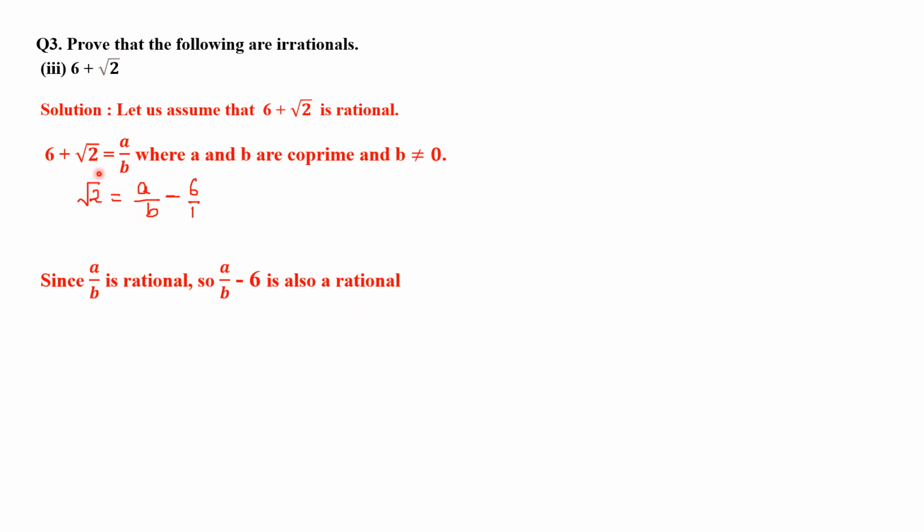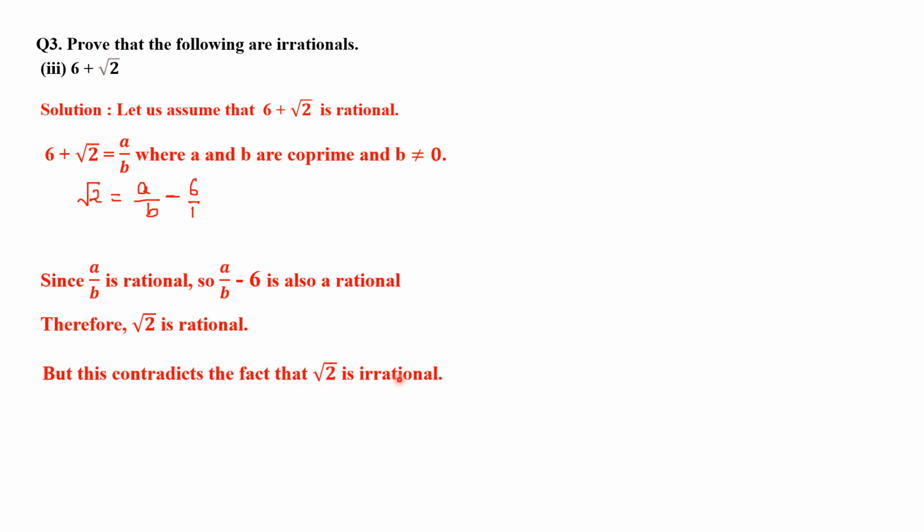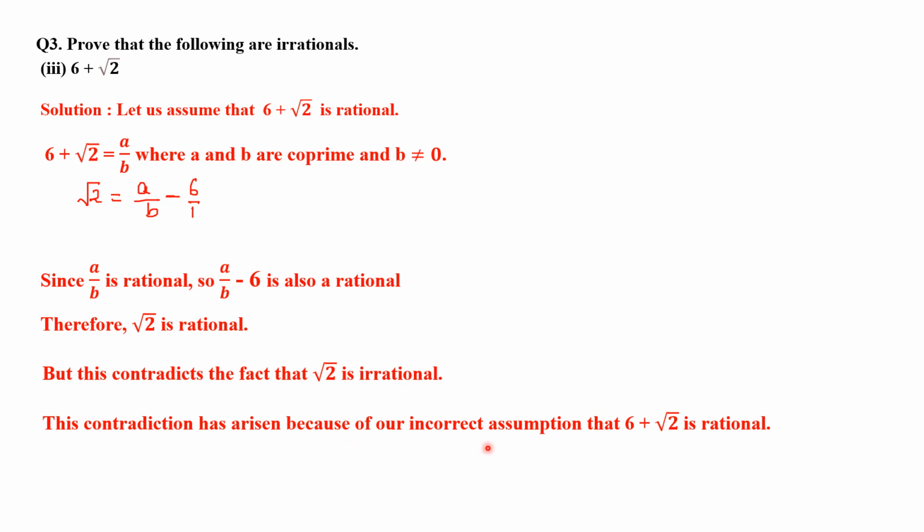Then root 2 will also be a rational number, because the value of root 2 is equal to a by b minus 6, isn't it? So root 2 is also a rational number, but this contradicts the fact that root 2 is irrational, because we already know that the value of root 2 is non-terminating, non-repeating. So it cannot be a rational number. And why does this contradiction arise? Because of our incorrect assumption that 6 plus root 2 is a rational number. So from here we can say that 6 plus root 2 is irrational, isn't it?